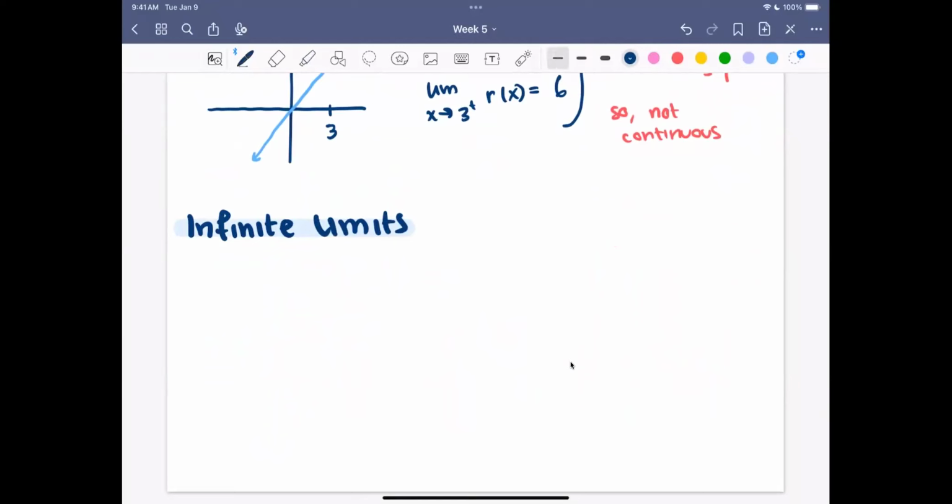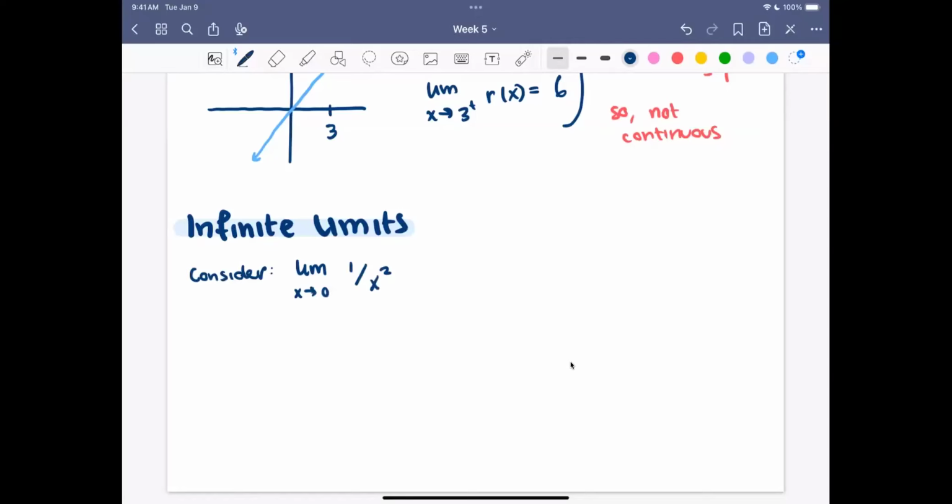Okay, so let's consider this example. We're going to look at the limit as x, so x values for now are just going to still approach a number. So x is going to approach 0 of the function 1 over x squared. As x is approaching 0, what are the values of this function doing? Yeah, they're getting huge, right?